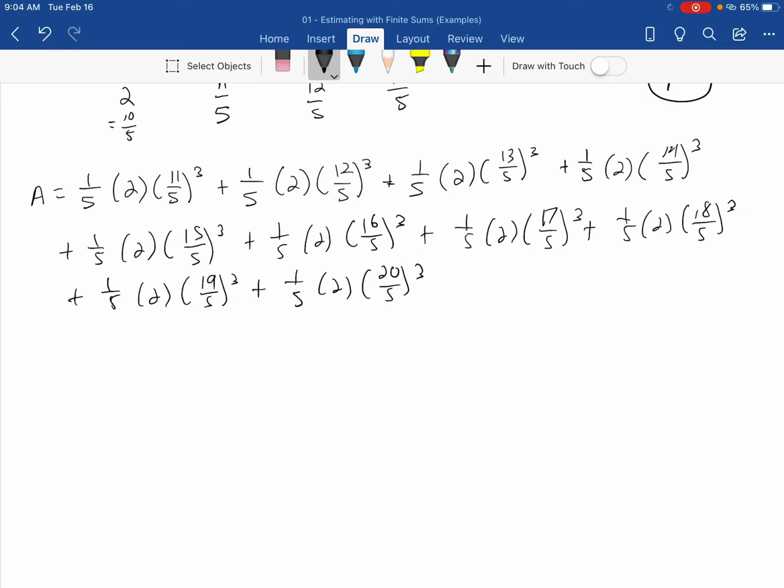Typing that into your calculator would be a giant nightmare. It's going to be a giant nightmare anyways, but I can make it better by doing some common factoring. I see in each rectangle, there's a 1/5, there's a 2, and even better, there's a 1/5.